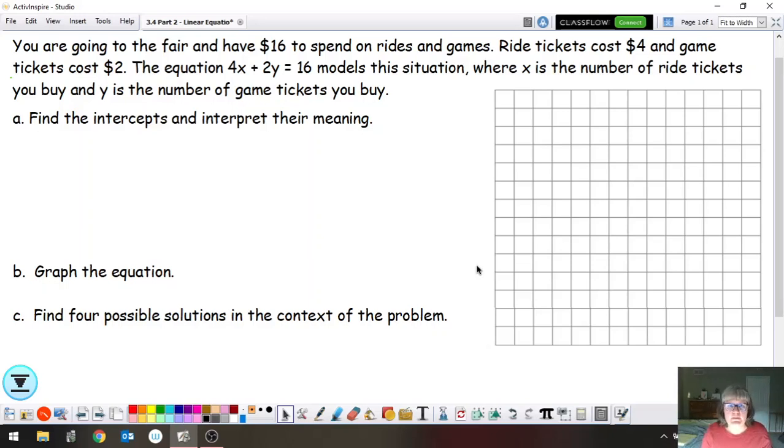Hi again, it's Mrs. Scarpel, and in this video we're going to take a look at how we can use x and y intercepts in an application. So here is an example of an application problem.